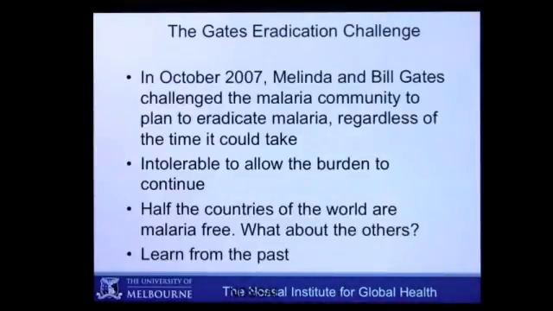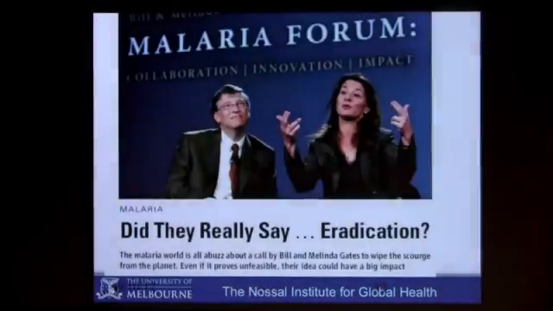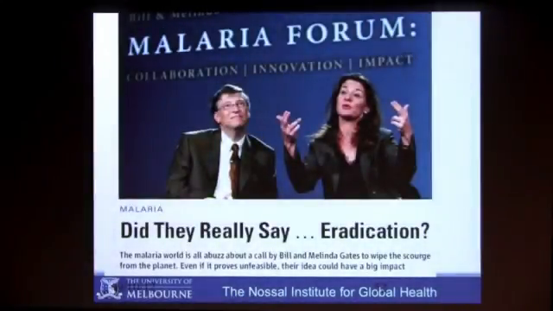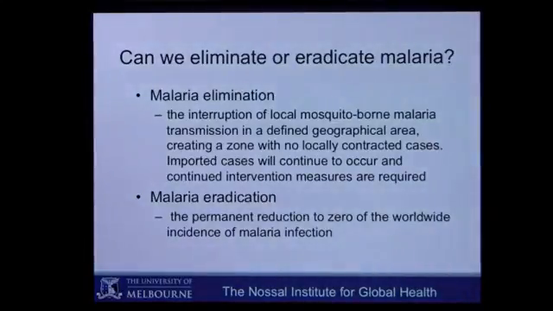Now in 2007, Bill and Melinda Gates said, look, the world's sitting back too complacent, we should be thinking about eradicating malaria. It's intolerable to allow the burden to continue. Some people were shocked and horrified and said, did they really say it? They should never have said it. Irresponsible, terrible. But what they said was that, why not try and eliminate malaria?